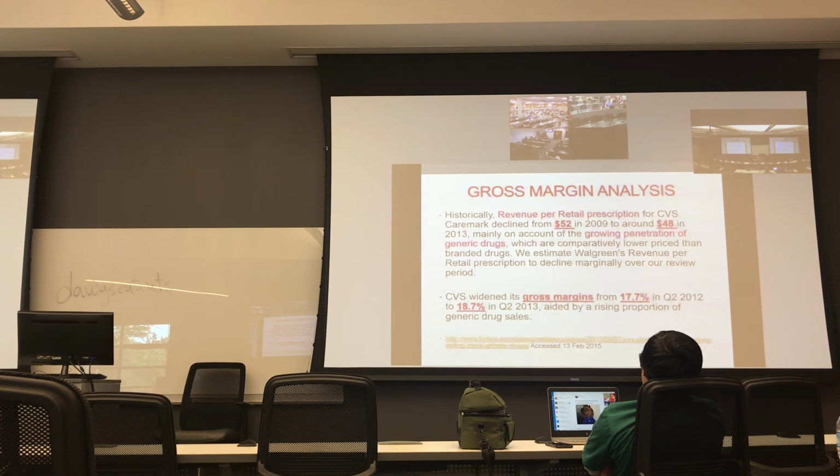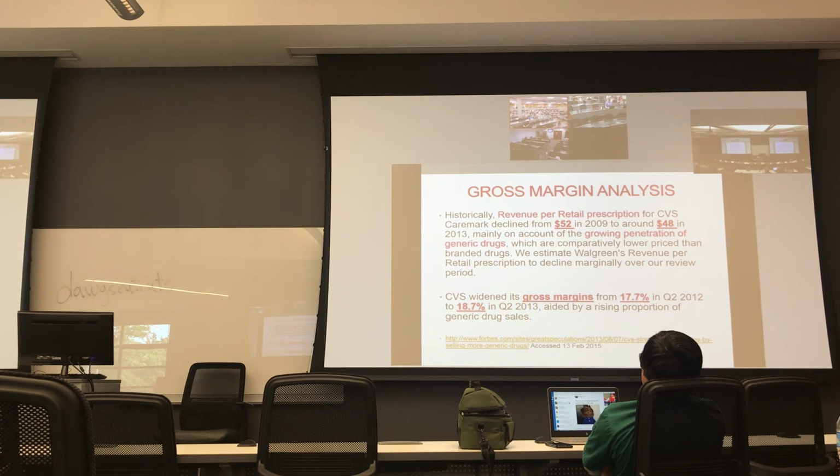We estimate Walgreens revenue per retail prescription to decline marginally over our review period. So they're saying our competitor, Walgreens, is going to do the same thing. Marginally means as a percentage, they're going to get the same thing. So that's where you're comparing the margins of two companies doing basically the same thing.